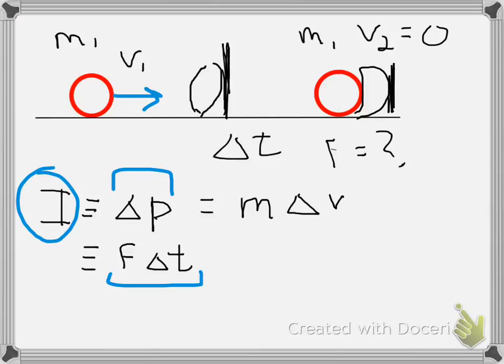So let's go to our next page and unpack what we're going to do here. The first thing I'm going to do is solve for the change in momentum. And just from the way we've defined this delta here, that's going to be the final momentum minus the initial momentum.